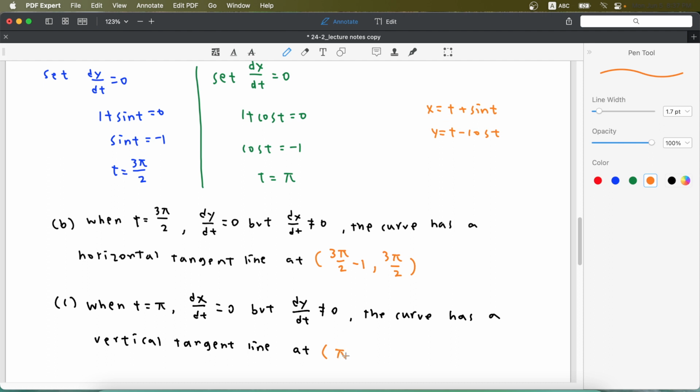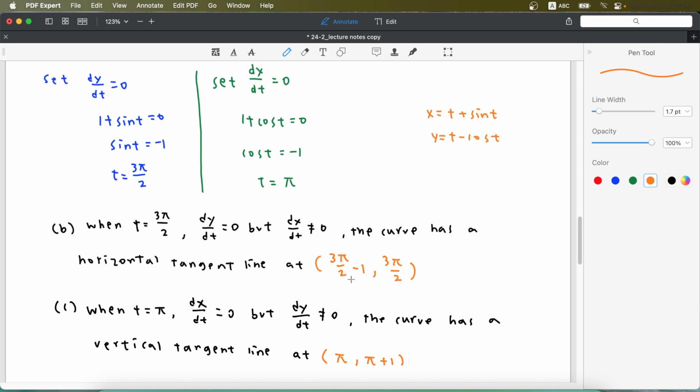So let me plug in pi right here. Plus sine pi is 0. Okay, so we have pi. And right here, let's plug in pi. Pi minus cosine pi. Okay, cosine pi is -1, so I have a +1. Okay? Does that make sense?